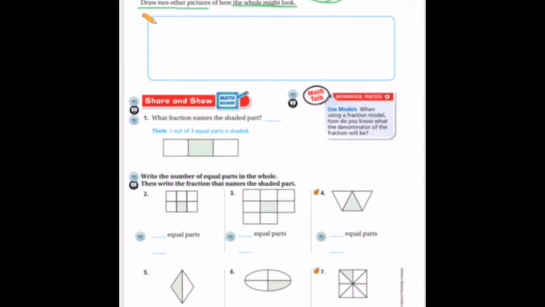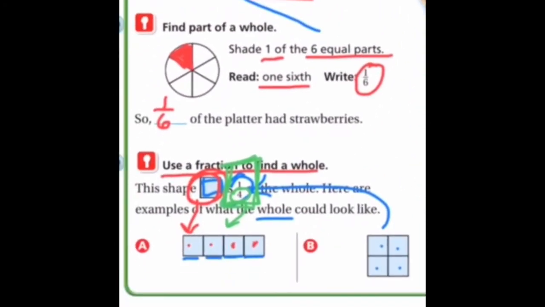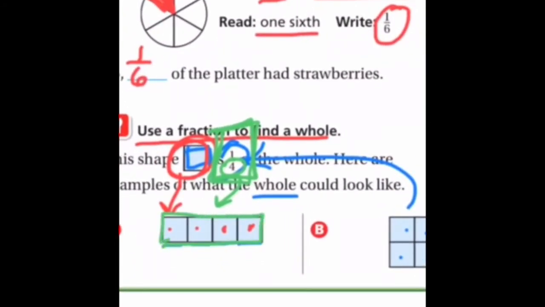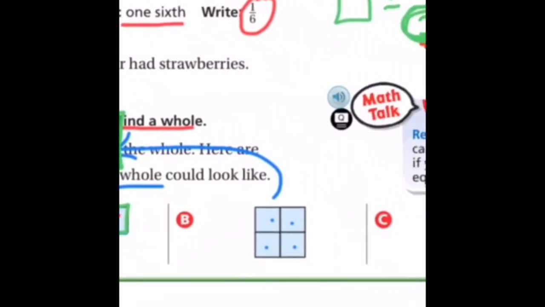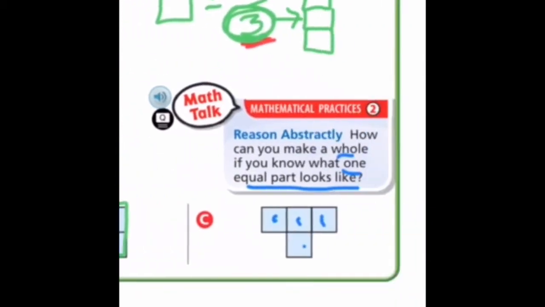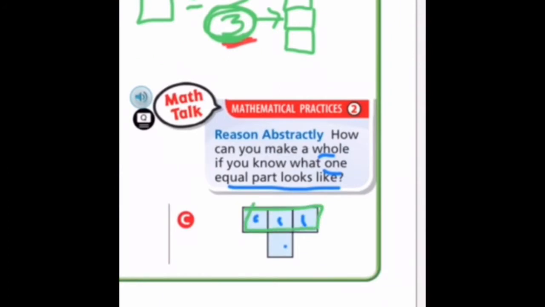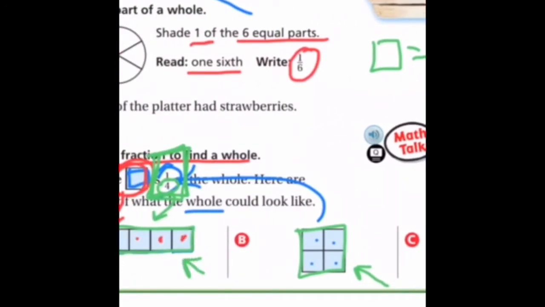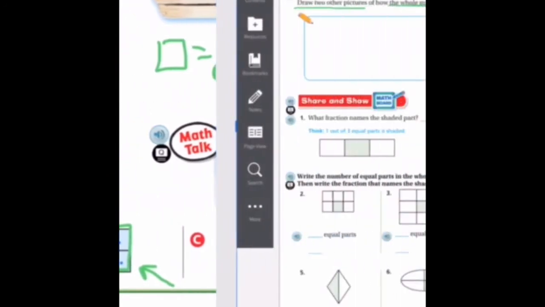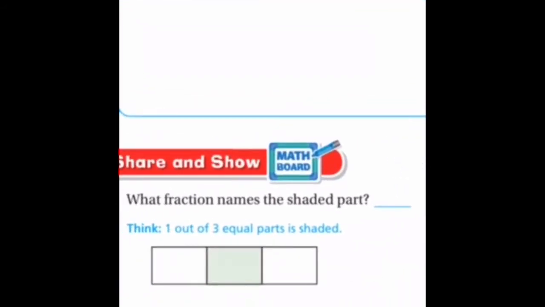So they drew, let's slide back here. They drew a rectangle like this, 4 wide. They drew a square, a 2x2 square. And then they drew this shape with 3 on the top and then 1 on the bottom. So we need to draw 2 others that have 4, right? Like this one, and this one had 4, and this one had 4, but not the same shapes that they drew.